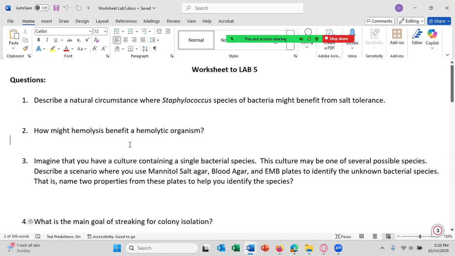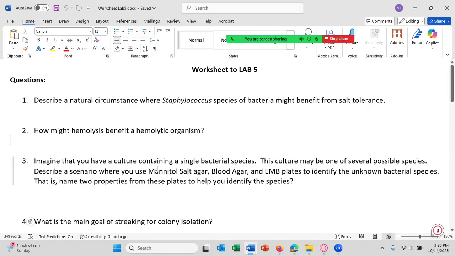All right. 2, how might hemolysis benefit a hemolytic organism? Meaning if we have a bacteria that can lyse or hemolyze red blood cells, how might that benefit the bacteria?